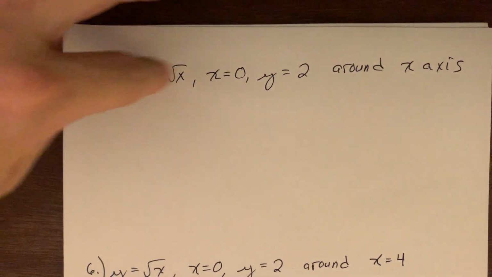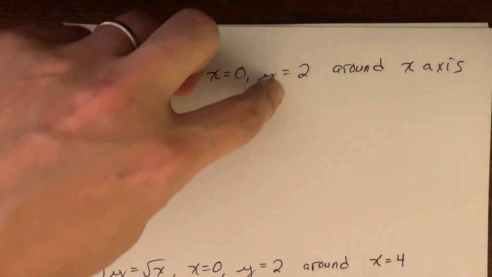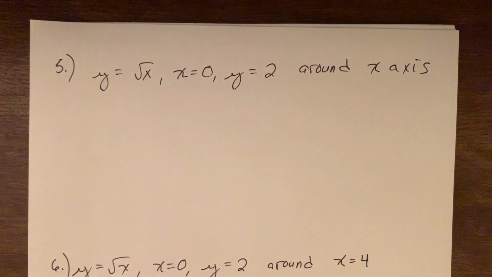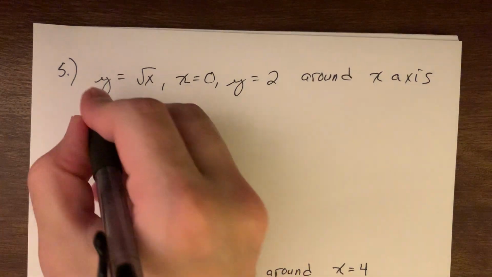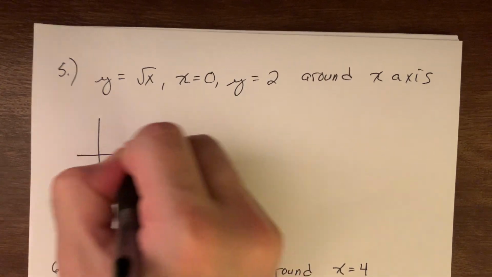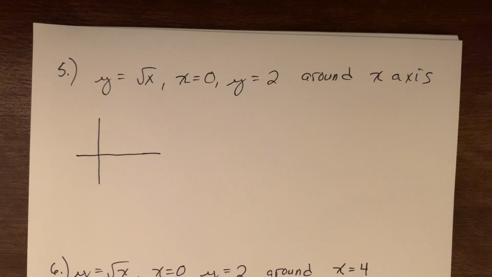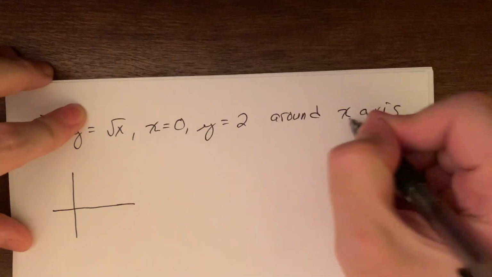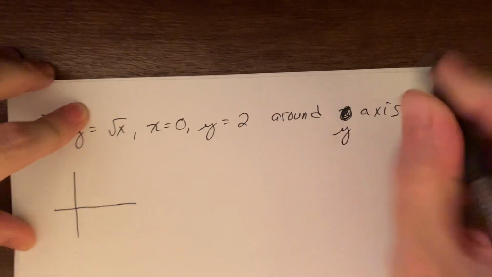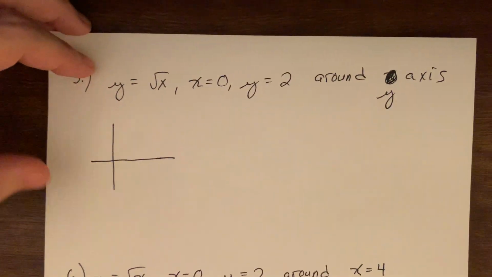Square root of x, x equals 0, y equals 2. We're finally getting some fresh curves. So let's take our time with it, get our picture set up nicely. Oh, I'm sorry, I want this to go around the y-axis, not x. Let's take this around the y-axis.